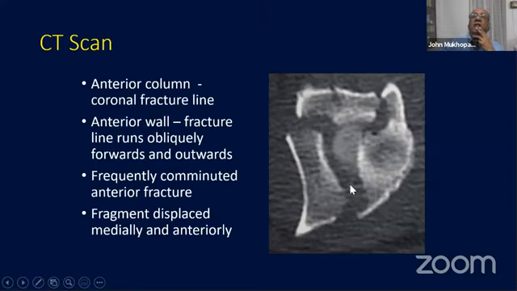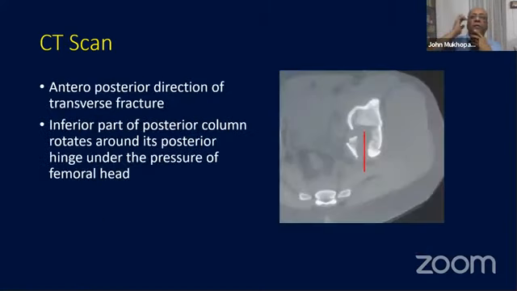The vertical fracture line would be the transverse part of the fracture. And if you have an oblique fracture here, it would be the anterior wall fracture. So this is how it shows up on the CT. Obviously, on the CT, it depends very much on what level the section is through, and therefore you have to keep that in mind as well.